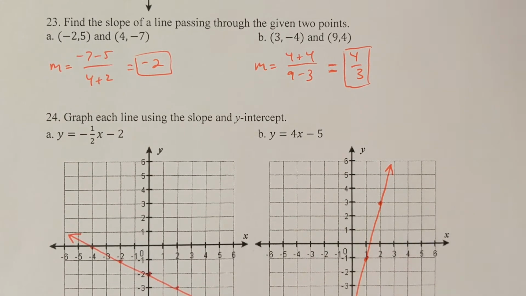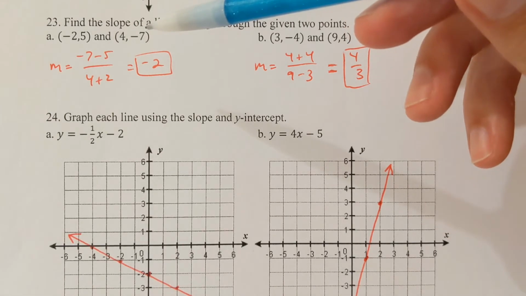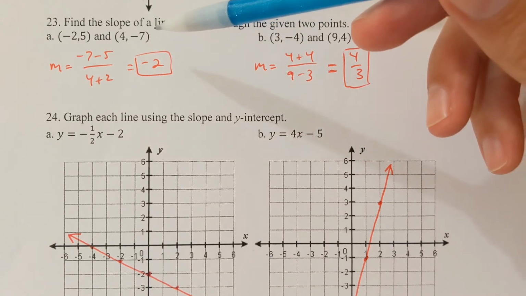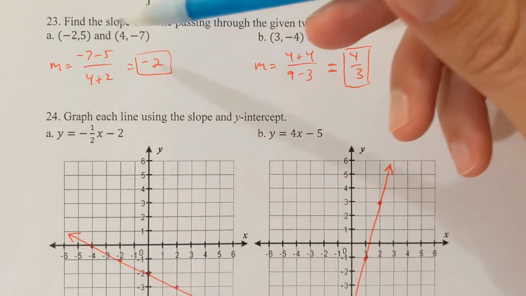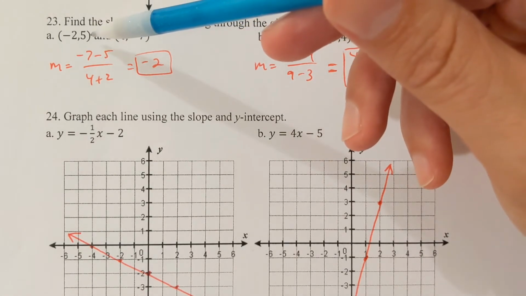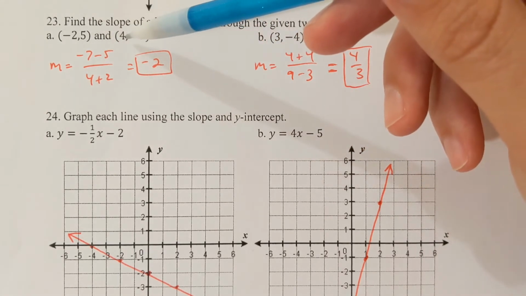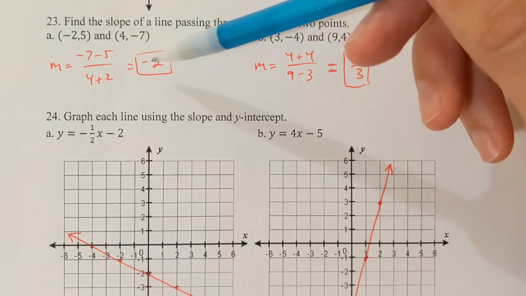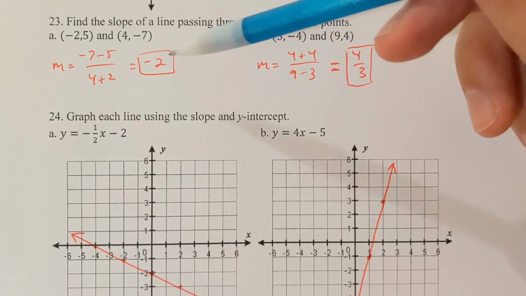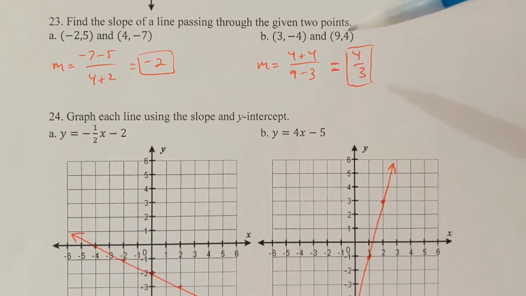Okay, problem 23. Find the slope of the line passing through the given two points. So part A, (-2, 5) and (4, -7). m is equal to y2 minus y1 over x2 minus x1. So -7 minus 5 divided by 4 minus -2. So that's -12 divided by 6, which is -2.